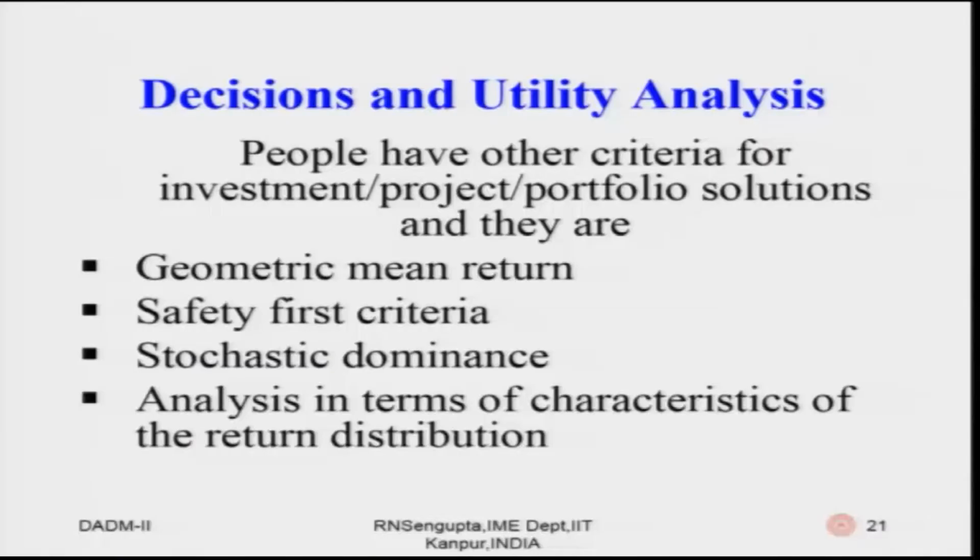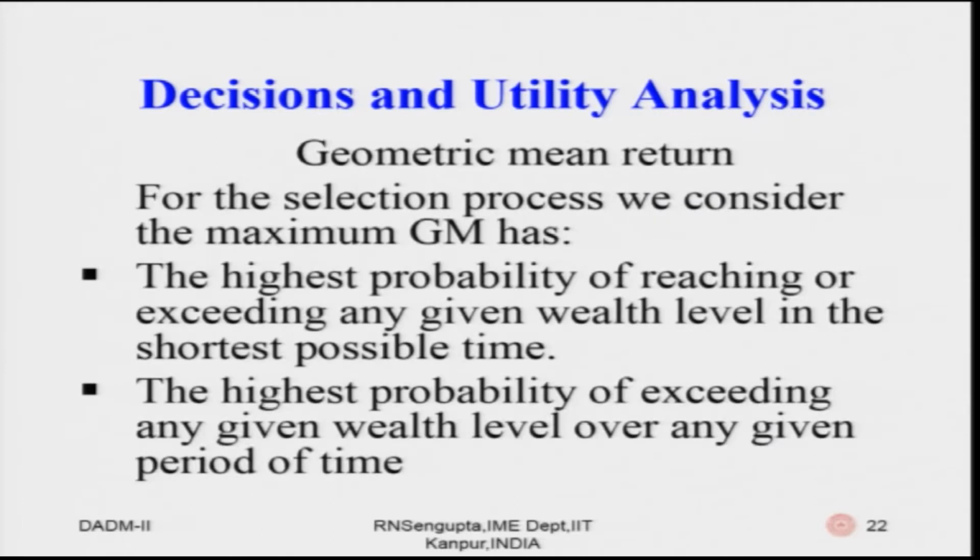So, decisions and utility analysis. People have other criteria for investment, projects and portfolio selections for decisions. They can be geometric mean returns, safety first criteria, stochastic dominance, and there are other analyses in terms of characteristics of return distributions. So, we will go one by one considering that. The first one is the geometric mean returns.